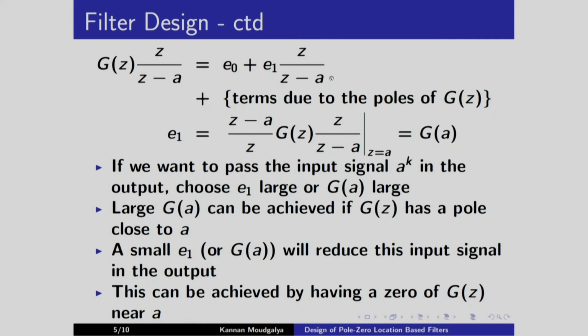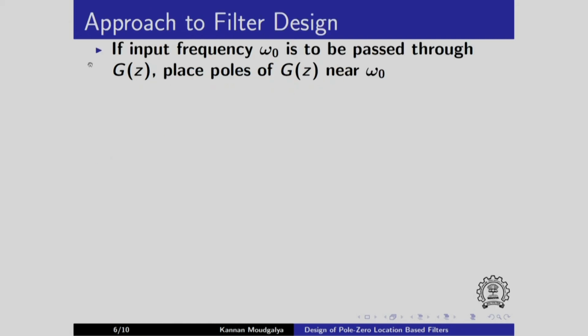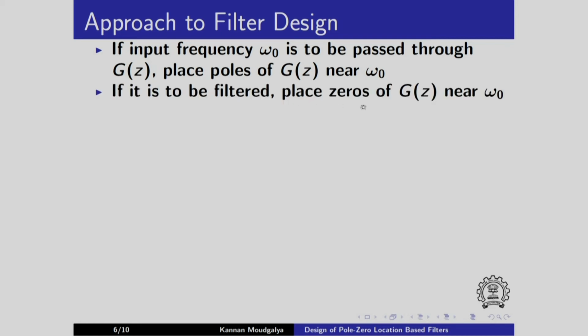Poles and zeros, of which we are talking about, are of the transfer function G(z), which is the transfer function of the filter. So if you want to pass a frequency, place the poles of the filter at that location. If you want to reject them, place the zero there. Okay, let us repeat. If input frequency omega naught is to be passed through G(z), place poles of G(z) near omega naught. If it is to be filtered, place zeros of G(z) near omega naught.